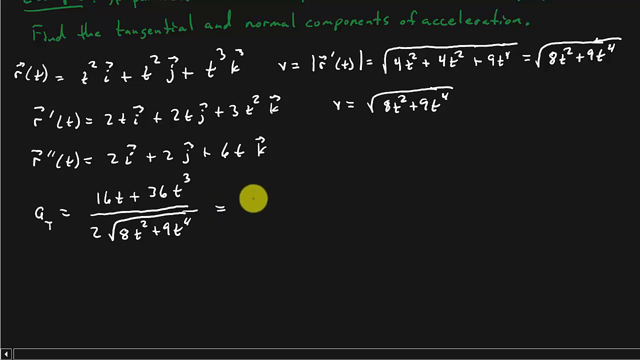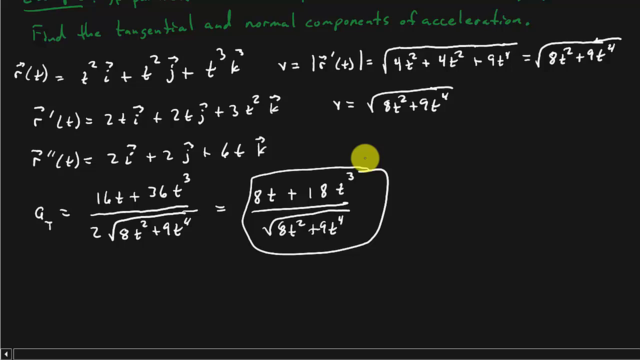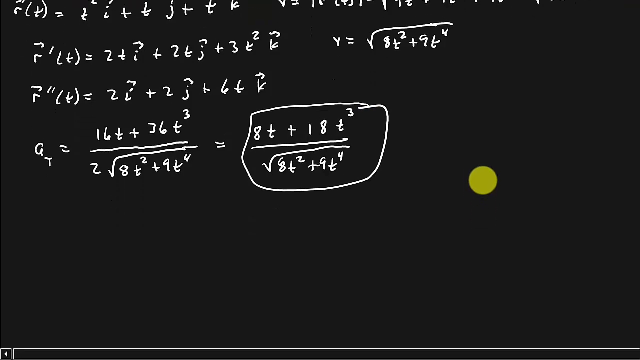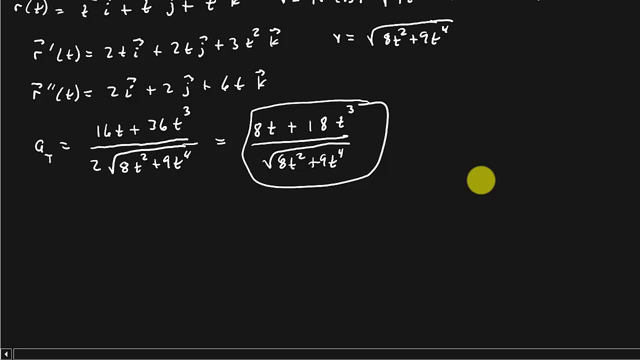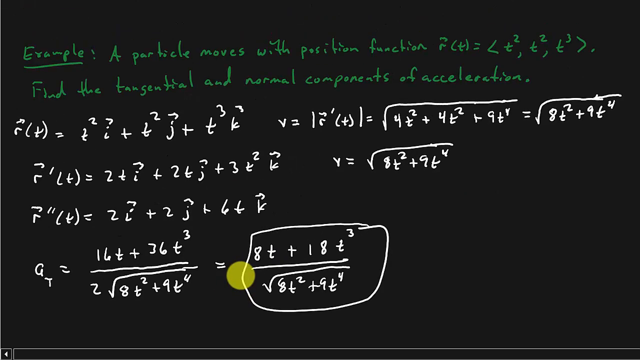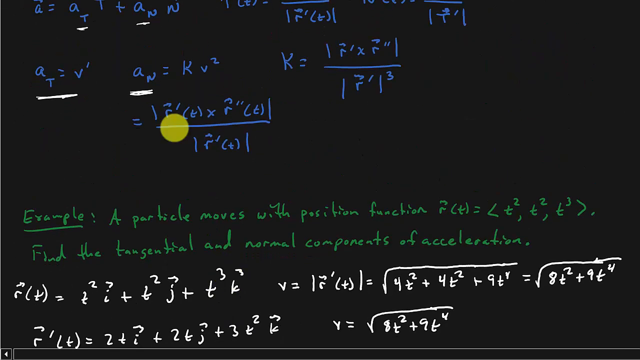And so this is going to give us 8t plus 18t cubed over the square root of 8t squared plus 9t to the fourth. There's your tangential component. Okay, so we found that. That's not bad. Now, what do we need to find? Now we want to find the normal component. So to find that, well, what am I going to do there? I am going to find this.